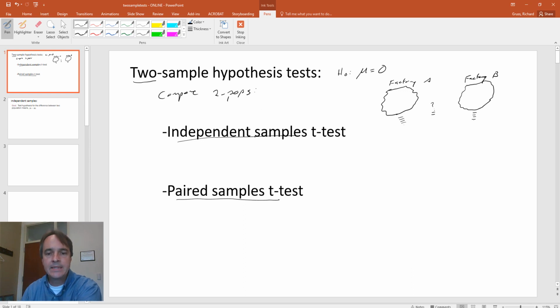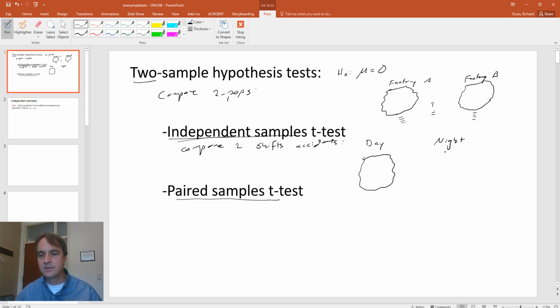Now, examples of where an independent samples t-test comes up. Anytime we have two completely different samples where we cannot match something from one group to another, we call these independent samples. For example, let's say we want to compare two shifts in terms of their accidents. We have the day shift and the night shift. All these shifts were completed during the day, and all these shifts were completed during the night. These are completely different from each other; there's not really any way to match one here with one over here.